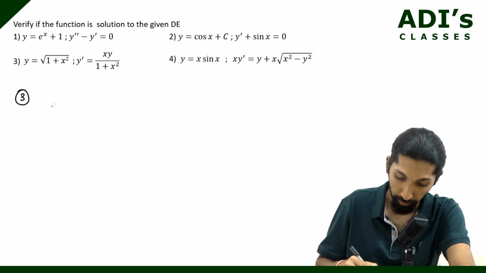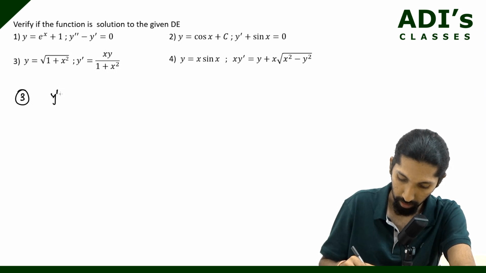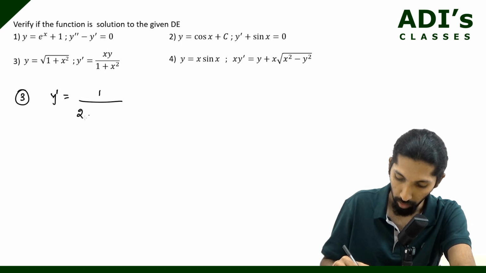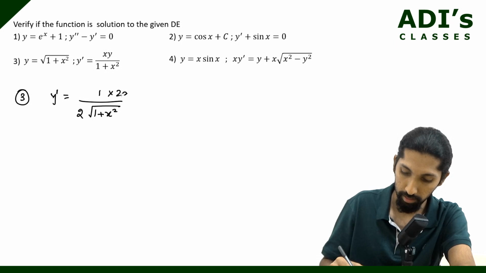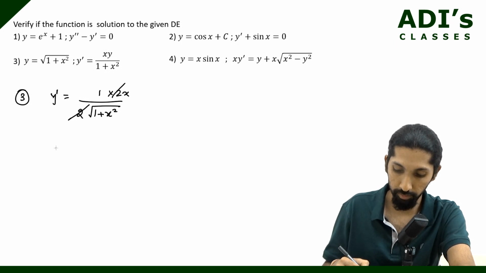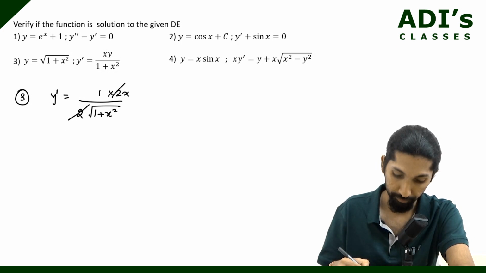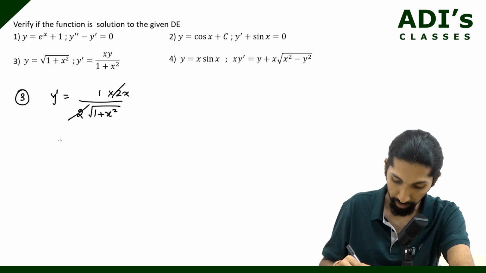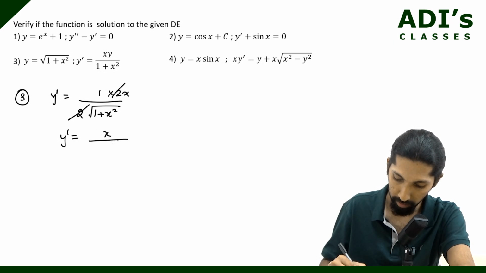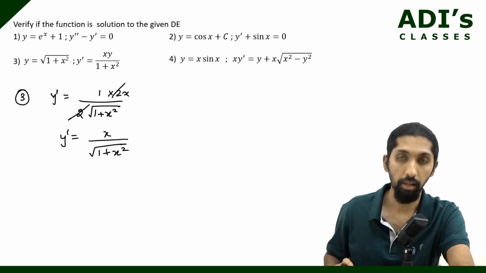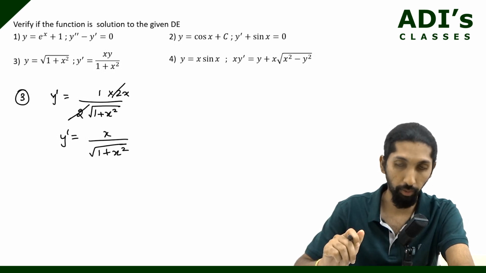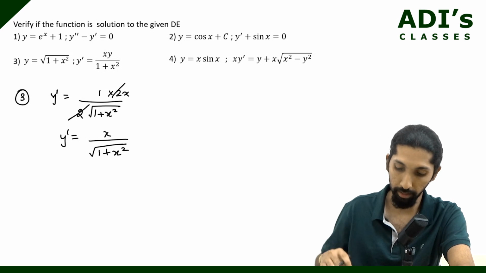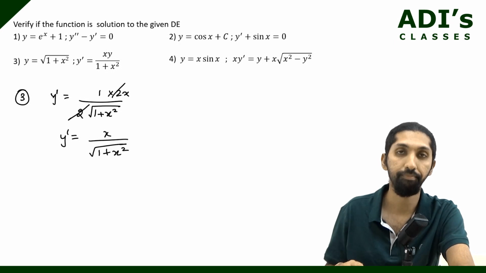Differentiate. We have y dash is equal to 1 by 2 root 1 plus x square into 2x. Cancel off the 2 and 2. Right? So what do we have now? y dash is equal to x by root of 1 plus x square. Make sense? See, what do we have now? y dash is equal to x divided by root of 1 plus x square.